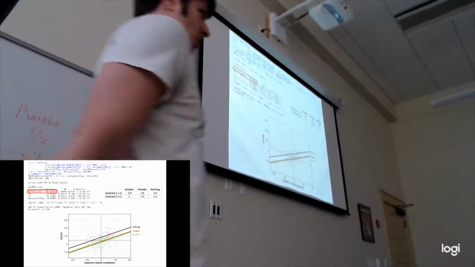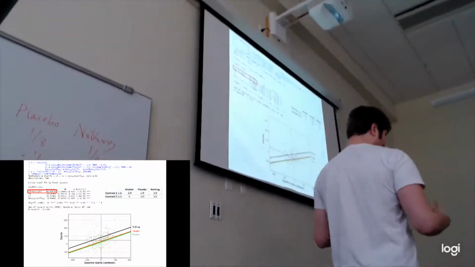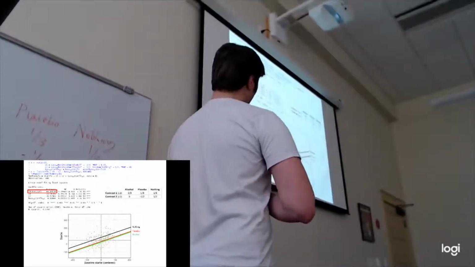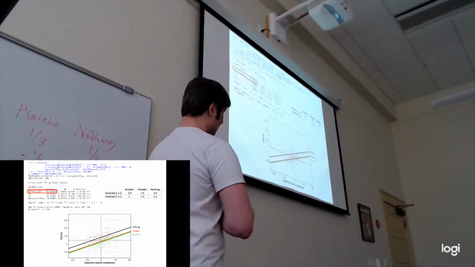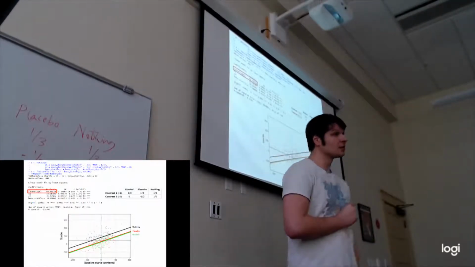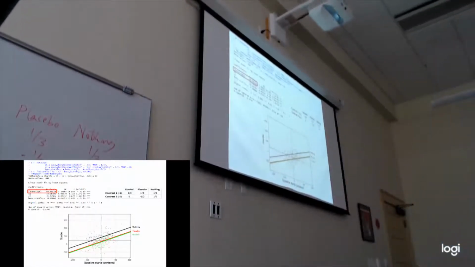Okay, so let's try to tie these quantities to this new graph. How do you think the intercept is represented on this particular graph? The grade of the dotted line, right?